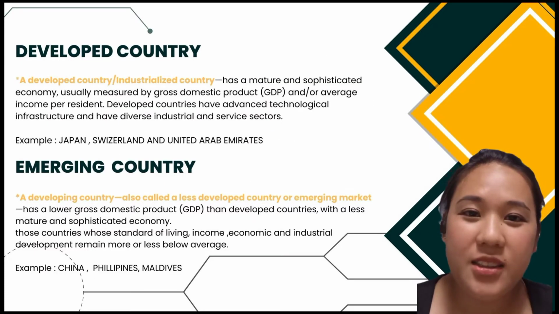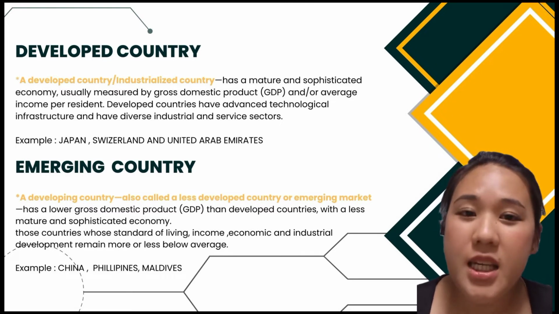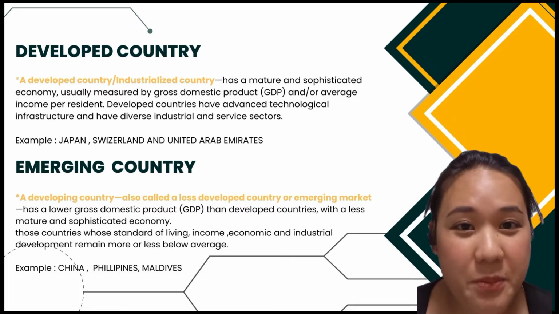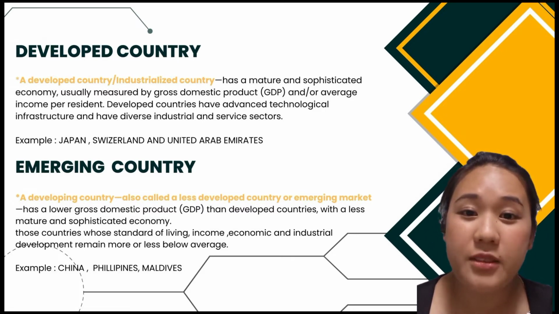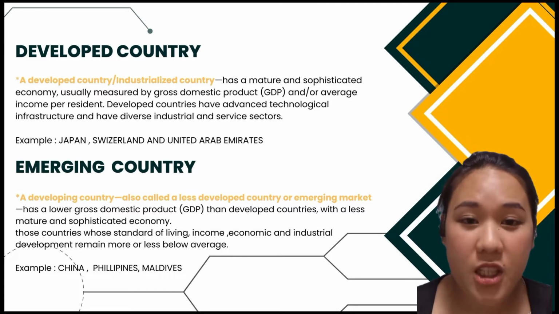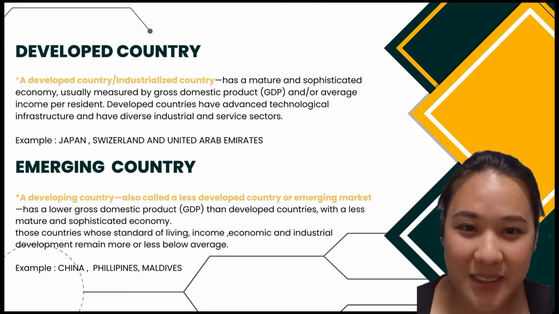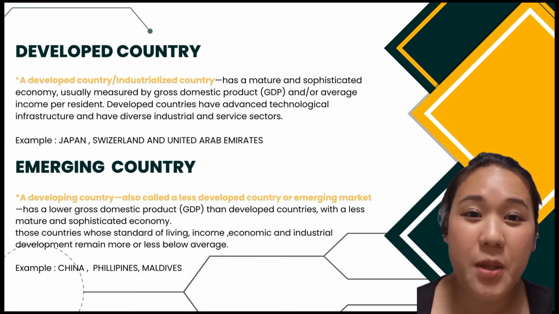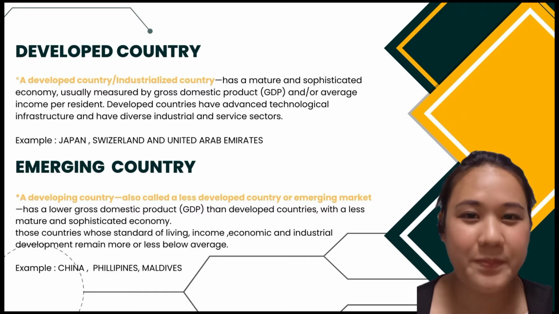With my groupmates, we are here to discuss the developed, emerging, and underdeveloped countries. Developed countries, or industrialized countries, have a mature and sophisticated economy, usually measured by gross domestic product or GDP. Developed countries have advanced technological infrastructure and diverse industrial and service sectors. Examples are Japan, Switzerland, United Arab Emirates, and a lot more.